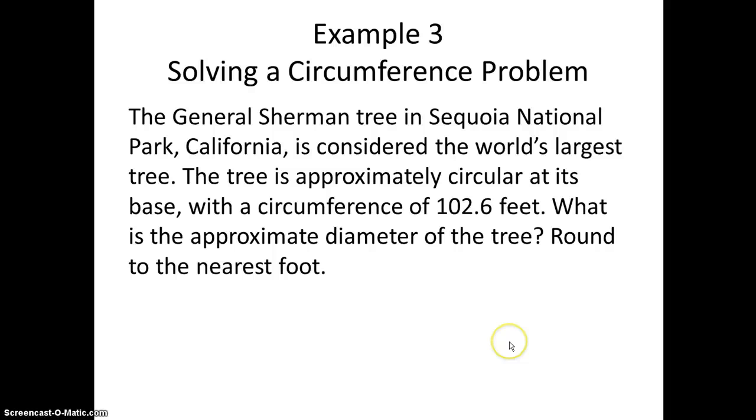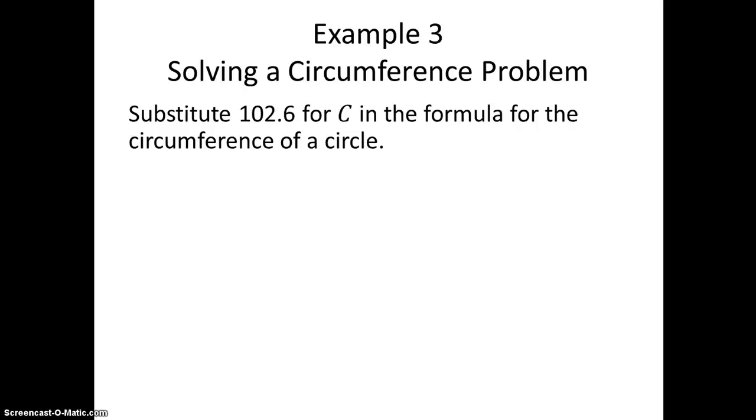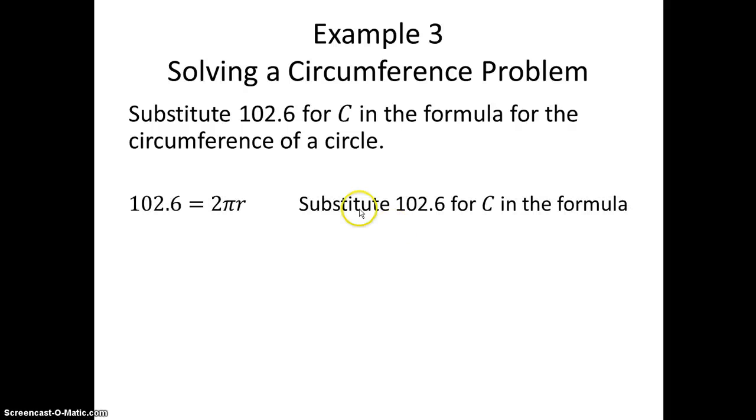Alright, so now let's solve another circumference problem. The General Sherman tree in Sequoia National Park, California is considered the world's largest tree. It's approximately circular at its base with a circumference of 102.6 feet. What's the approximate diameter of the tree? And we're going to round to the nearest foot. Okay. So since I know the circumference of this tree, I'm going to substitute 102.6 for c in the formula for the circumference of the circle. Okay, just like this.